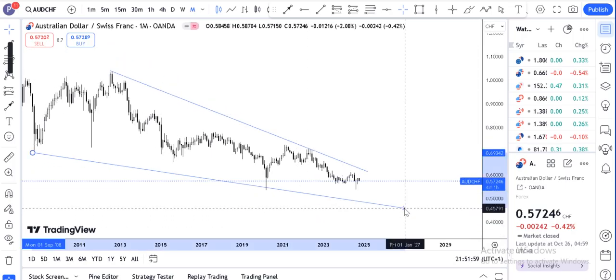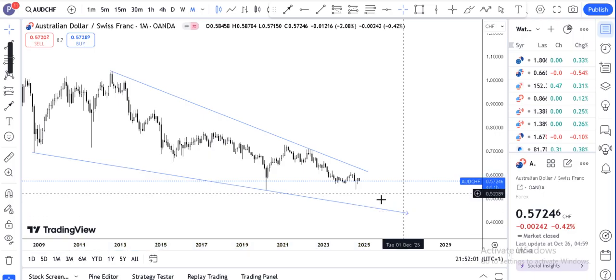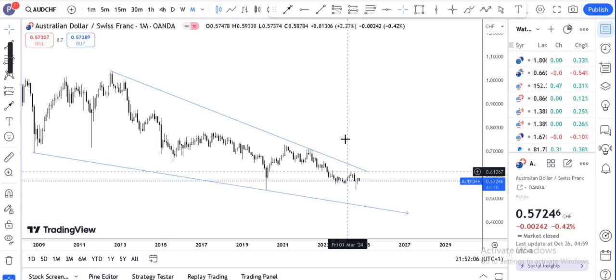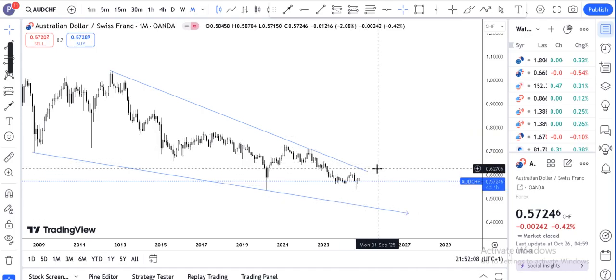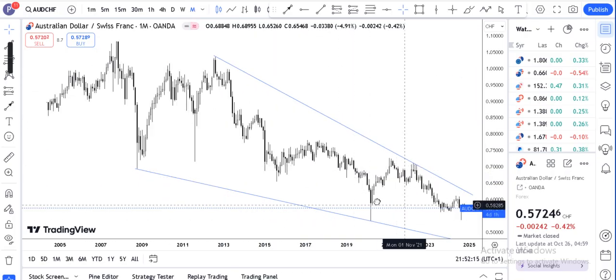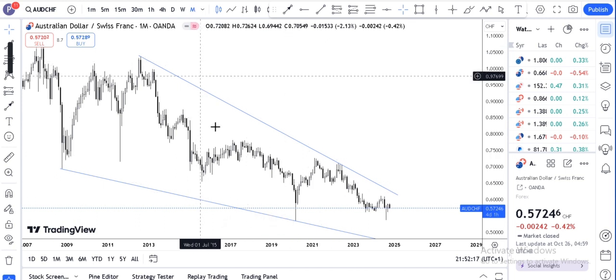Now, in clear terms, this is actually a point where we look out for market to tap or touch before it begins to rally again, either making a retracement and all of that. So this is what we can see on the monthly time frame.